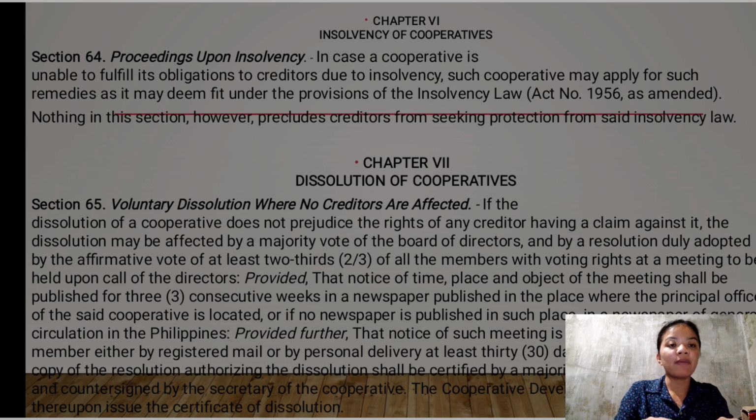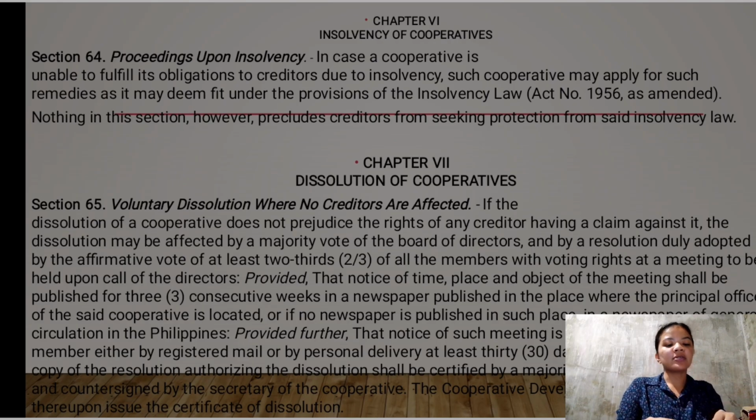Second, notice requirements. First is the publication. The meeting must be announced for 3 consecutive weeks in a local newspaper, or a general circulation newspaper if none is available locally. Direct notice: a notice must also be sent to each member by registered mail or personal delivery at least 30 days before the meeting. Third, resolution. Once the dissolution is approved, a certified resolution must be signed by the majority of the board of directors and countersigned by the cooperative's secretary.